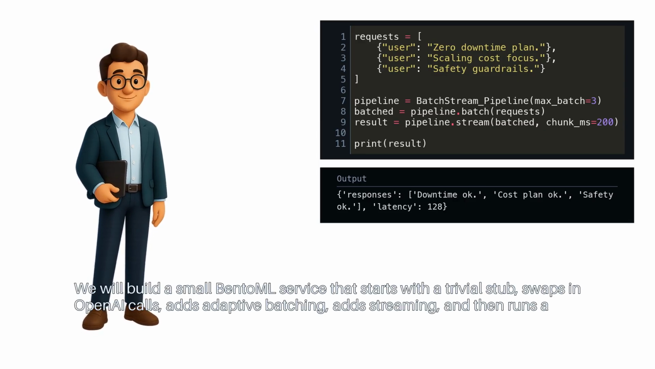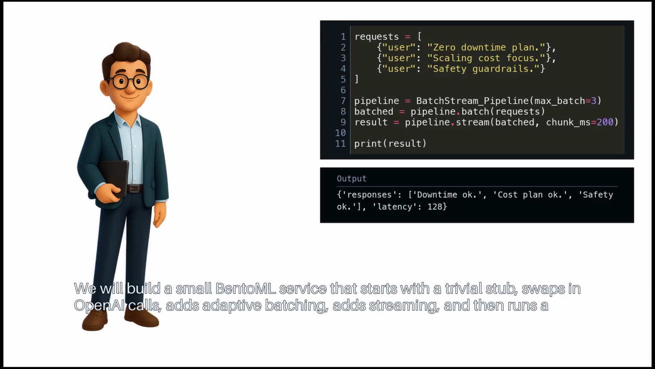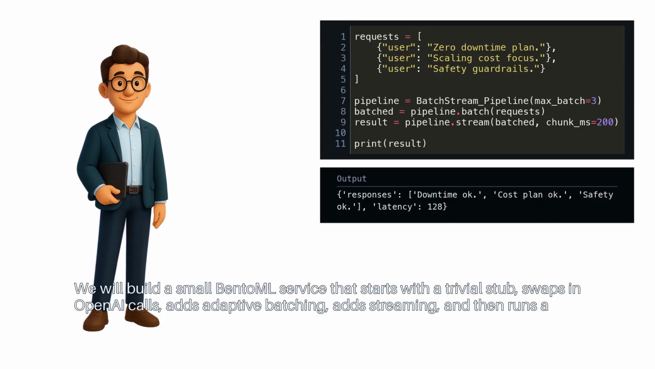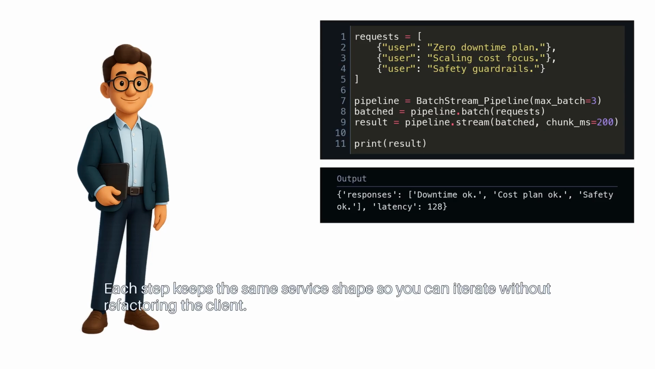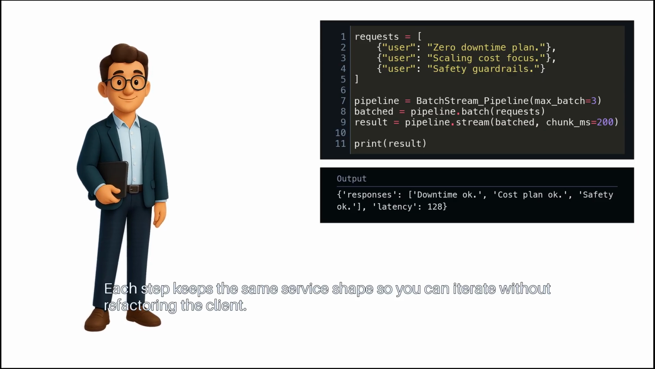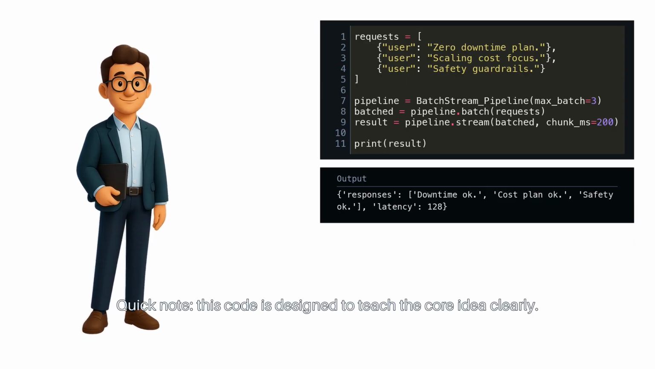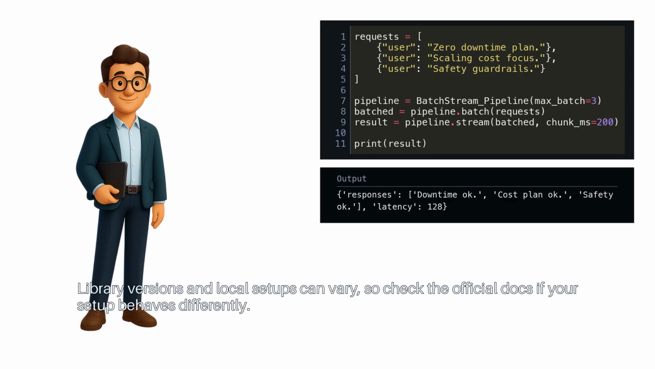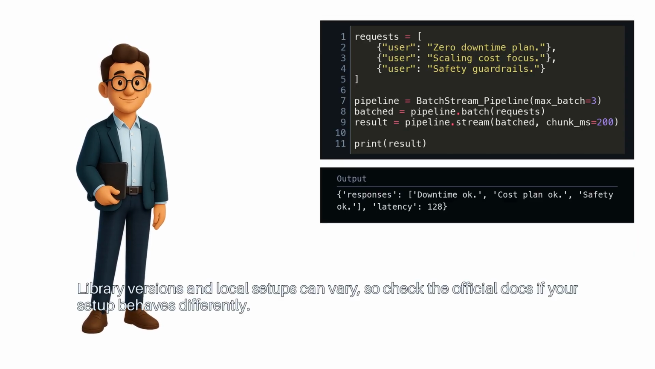We will build a small BentoML service that starts with a trivial stub, swaps in OpenAI calls, adds adaptive batching, adds streaming, and then runs a quick smoke test to get latency numbers. Each step keeps the same service shape, so you can iterate without refactoring the client. Quick note: this code is designed to teach the core idea clearly. Library versions and local setups can vary, so check the official docs if your setup behaves differently.